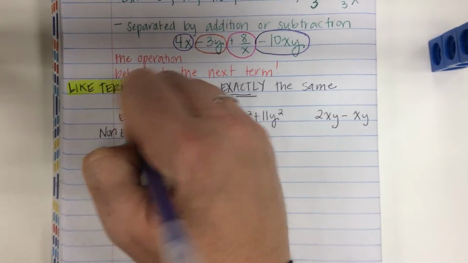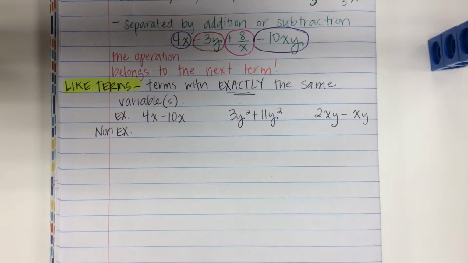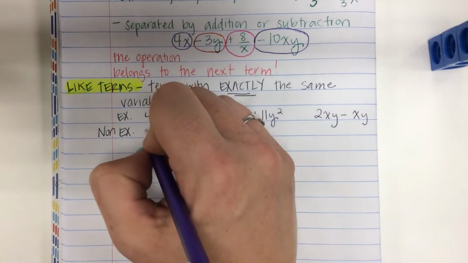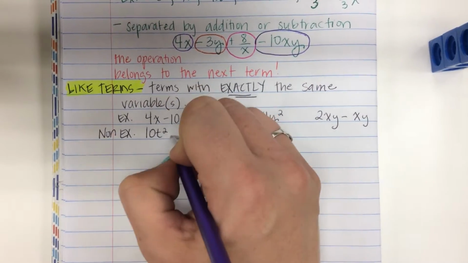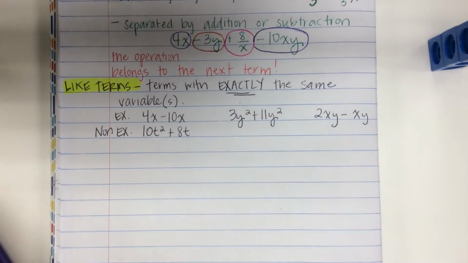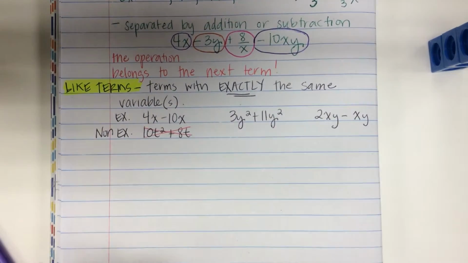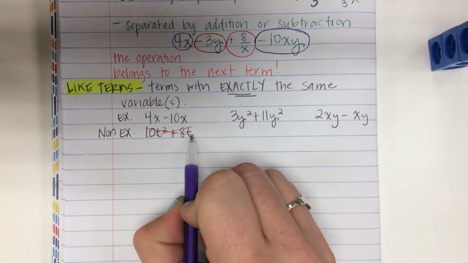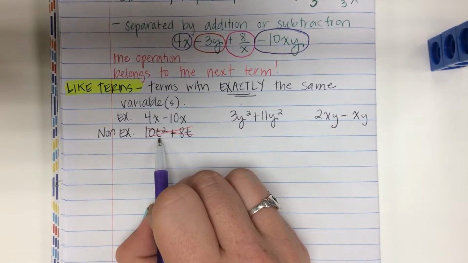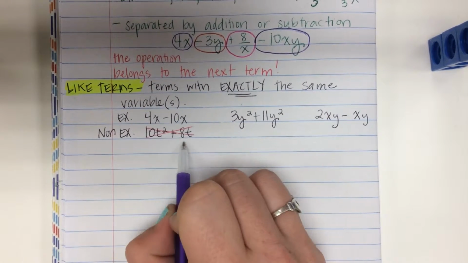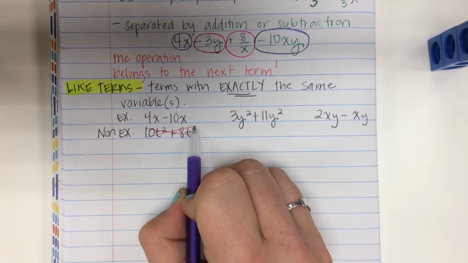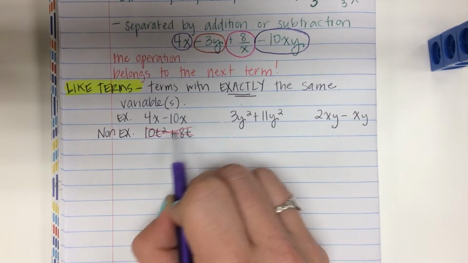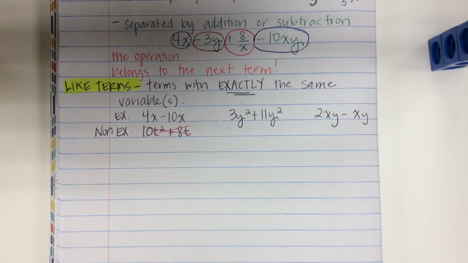Let's talk about non-examples. Things that usually confuse us. 10t squared plus 8t. How come those cannot go together? Perfect. This t has an exponent of 2, 10t squared. This one is 8t to the first, right? We don't have to write it. But this doesn't have an exponent of 2. Therefore, they're not like. They cannot be combined.